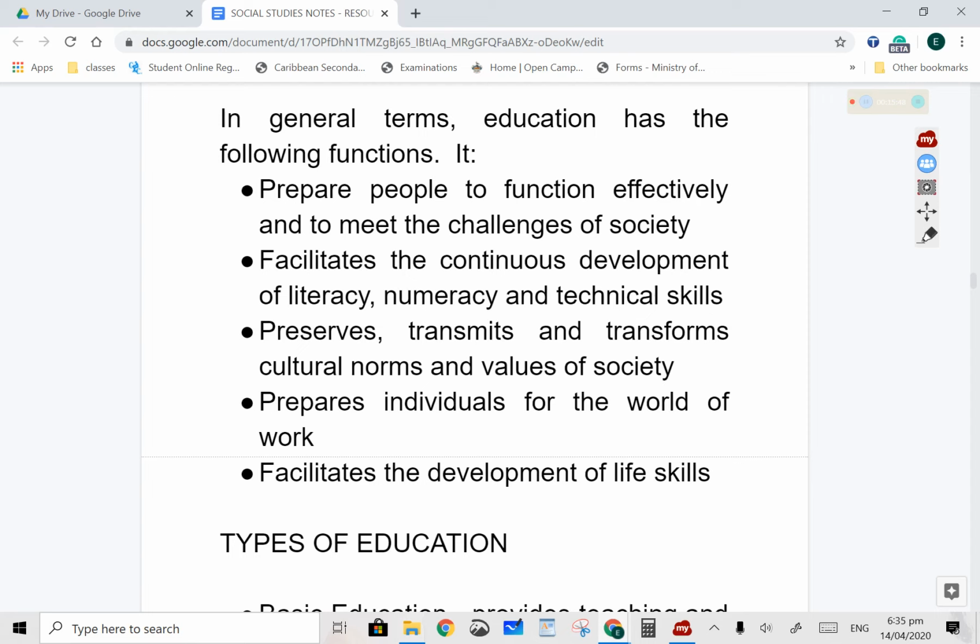Prepares individuals for the world of work, which is an important one to remember, and an important one indeed for people to consider for questions for your past paper practices and for your examination. Facilitates the development of life skills.